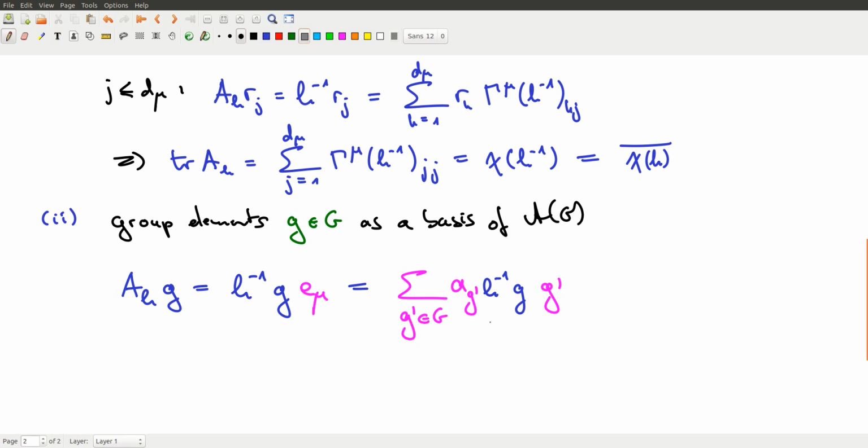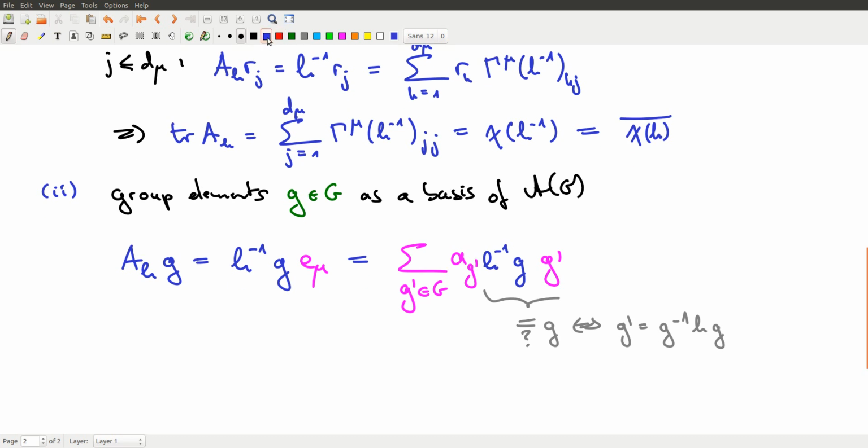Now for the trace, we are again interested only in the term where here we have the same G as we inserted here. So when is this equal to G? Well, we just solve for the relevant term in the sum for the G prime. So we multiply with H on the left and G inverse on the left. So we find G prime is G inverse H G. That's the term we are interested in.